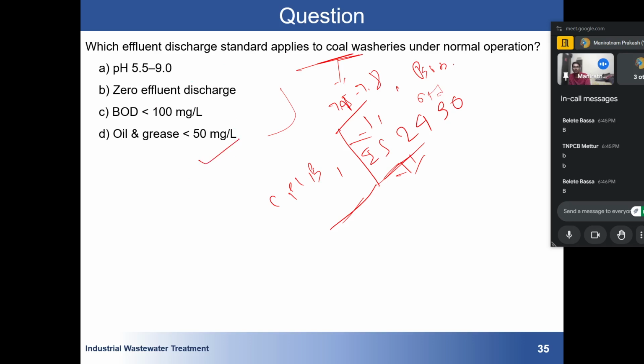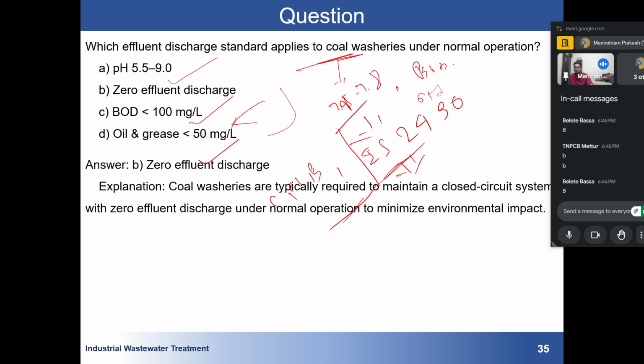Oil should be less than 50 milligram per liter, or much lower. BOD should be less than 100 milligram per liter, or much lower. There should be zero effluent discharge, or pH should be between 5.5 to 9. We have got answer B, yes. Maintain a closed circuit system with zero effluent discharge under normal operation. Generally it is suggested that for a coal industry there should be zero discharge, with no industrial discharge into any river, land, and so on.